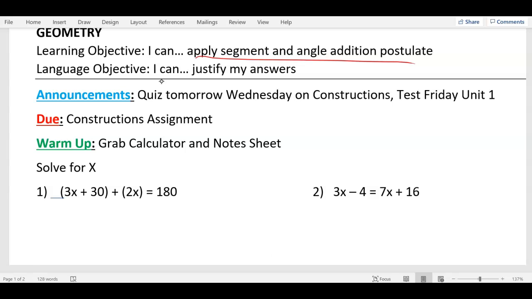Okay, so again, we're supposed to have a quiz tomorrow on constructions, a test Friday on Unit 1, and the assignment from yesterday is due soon, so make sure you get that done.